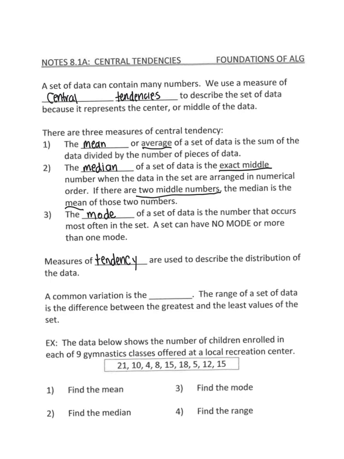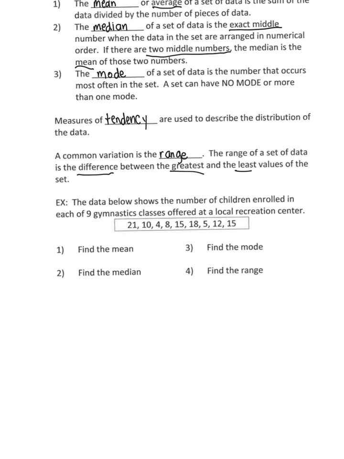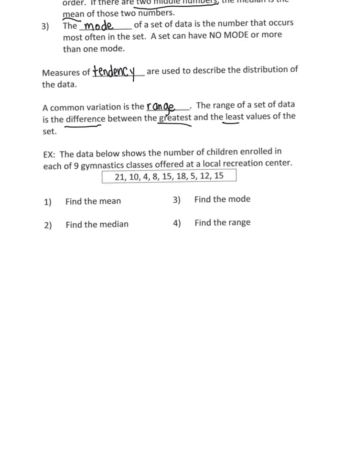So another common variation is the range. And the range is the difference between the greatest and the least value. So you take those two and subtract them to find the difference. Okay, so let's look at an example.